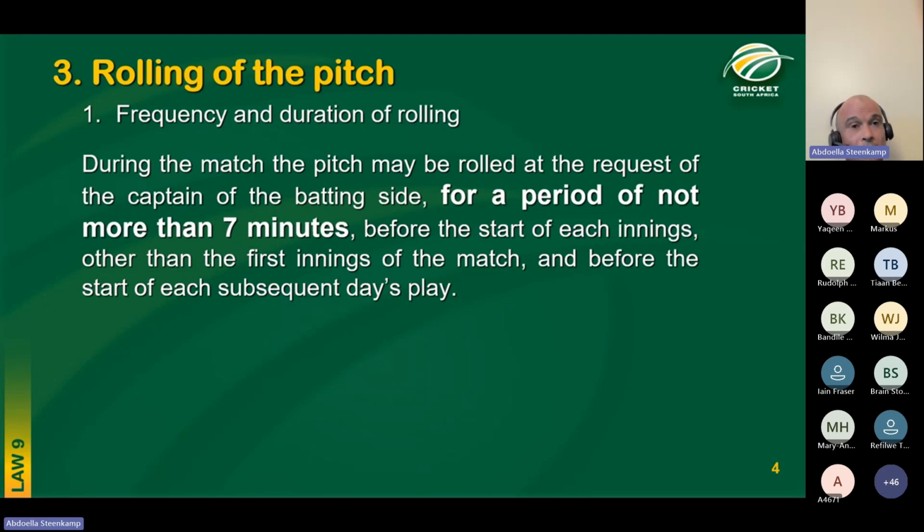The fourth umpire will go to the captain of Sri Lanka and ask the captain, do you want rolling? If yes, how long? And which roller do you want to use? And that message gets relayed to the curator, and the fourth umpire needs to supervise that rolling. So now we know rolling happens between innings and before the start of each subsequent day's play.